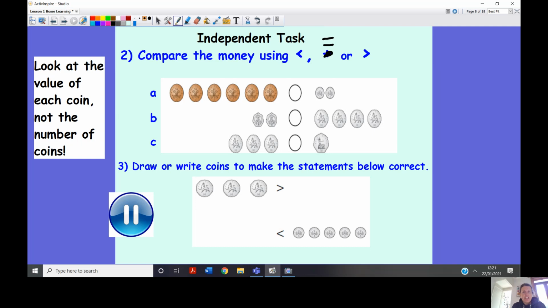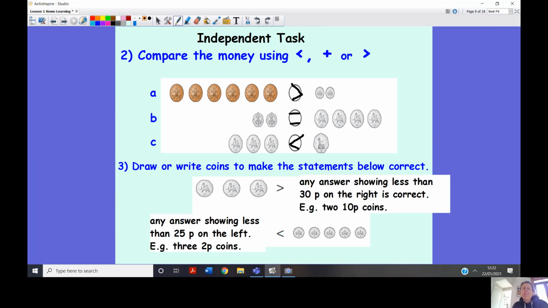Great, let's have a look and see our answers. Looking at the first one, I'm going to count the number of 2p's. 1, 2, 3, 4, 5, 6. 6 times 2 is equal to 12. That has 12p here. I can see here, this is 2 5p's, which is worth 10p. Therefore, I know that 12p is worth more money than 10p, so it's going to be greater than, because my hungry crocodile wants to eat more money.